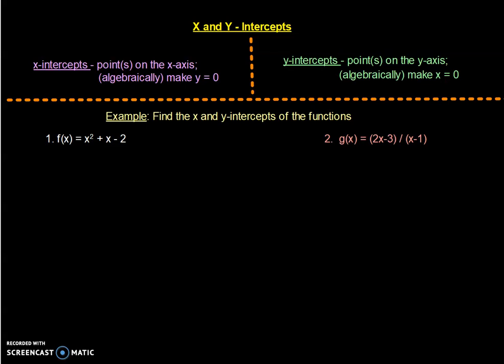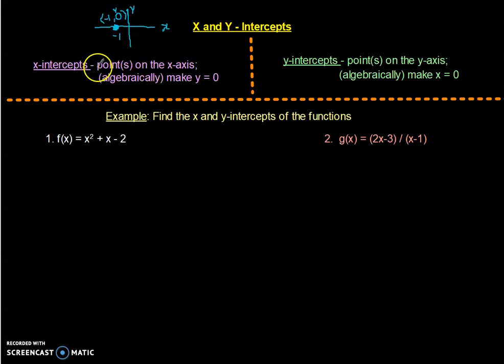Hi guys, so today we're going to go over X and Y intercepts. So X-intercepts are just points on the X-axis graphically. So if I were to plot any point on an X-axis, let's say -1, that point is (-1, 0). So notice that the Y value is 0.